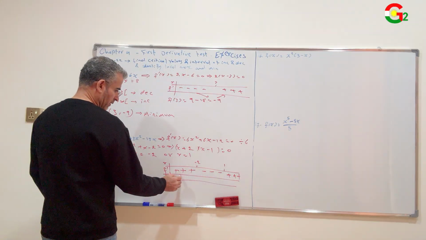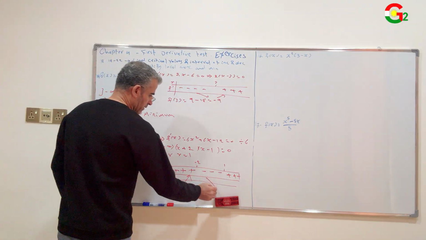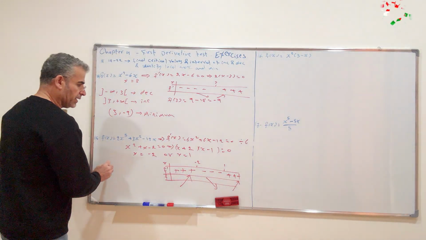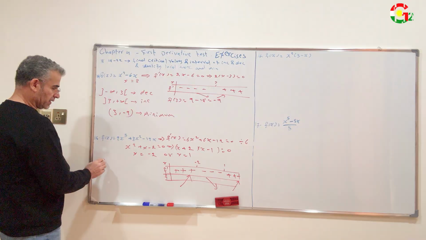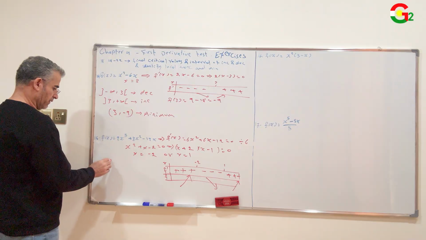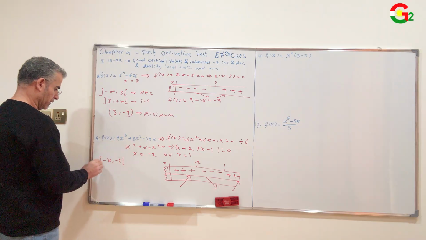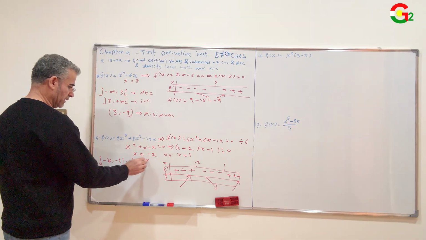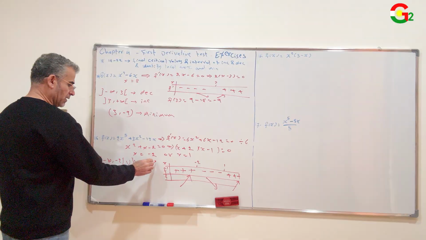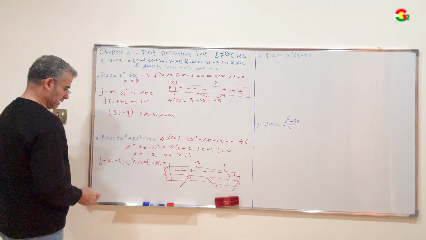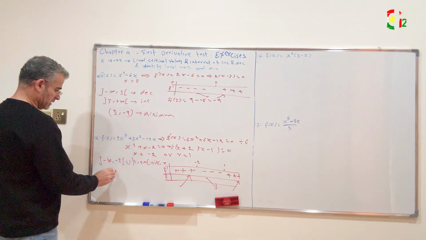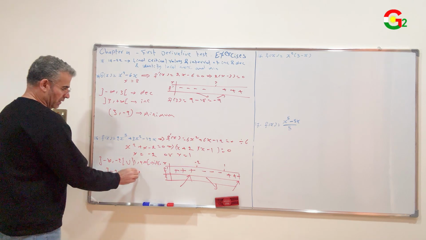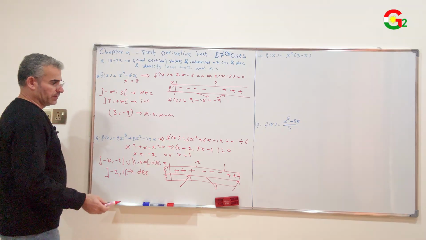Therefore, here the function is increasing, in this interval decreasing, and here increasing. Then the interval of increasing is negative infinity to negative 2, open interval, union 1 to positive infinity. This is the interval of increasing. The interval of decreasing is from negative 2 to 1.